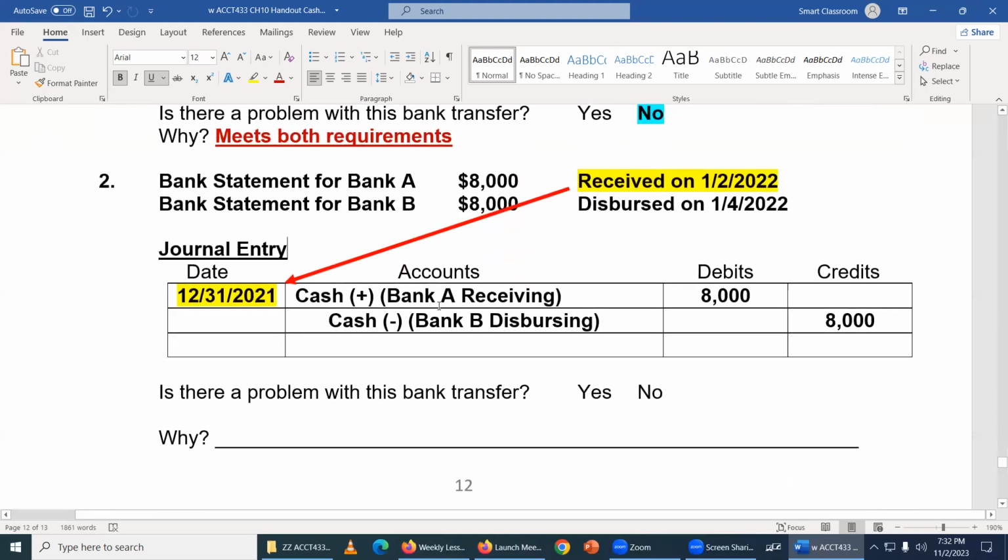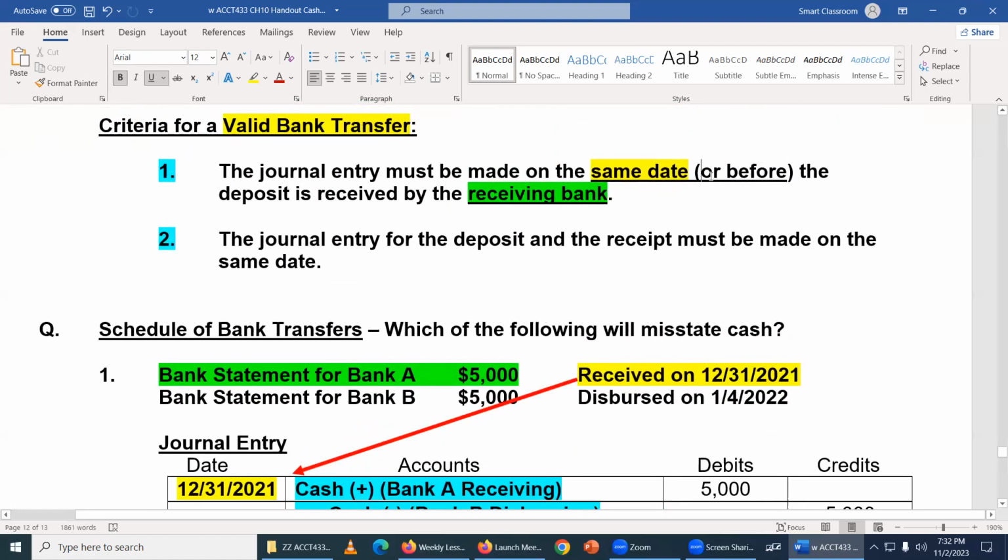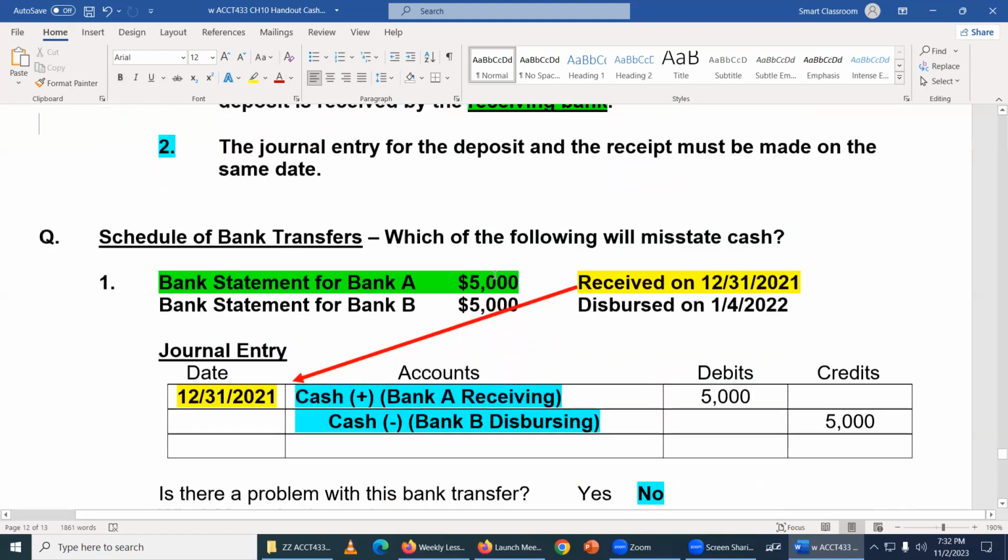No. Because it's the 31st and January 1st. Sometimes January 2nd and January 1st, it should be the same. Well, it's actually made before. So this one is actually okay. This would be a before. Same day or before, not after. Okay, and here's why.